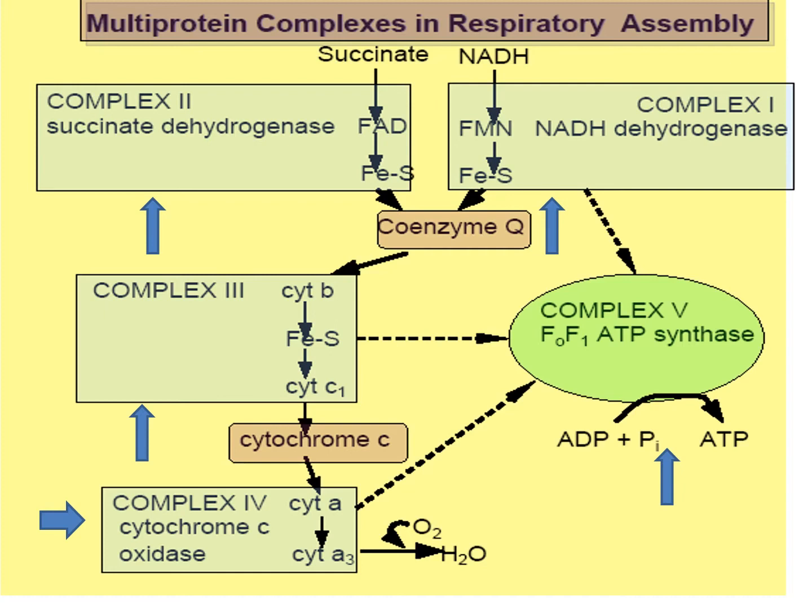We have 2 mobile carriers. Ubiquinone, or coenzyme Q, links between complex 1 and complex 3, and also between complex 2 and complex 3. It transfers the electrons from complex 1 and complex 2 into complex 3. Another mobile carrier is known as cytochrome C, which links between complex 3 and complex 4. This transfers the electrons from complex 3 into complex 4.